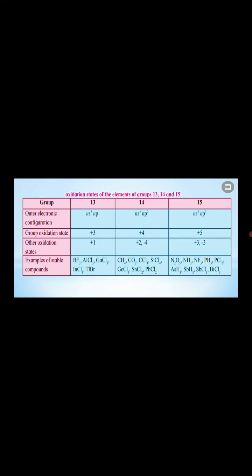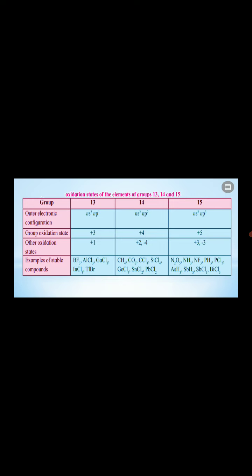At first we saw group 13, having outer electronic configuration ns2 np1. Group oxidation state +3, other oxidation state +1. Some examples of stable compounds: BF3 boron trifluoride, AlCl3 aluminum chloride, GaCl3 gallium trichloride, InCl3 indium chloride, TlBr thallium bromide.